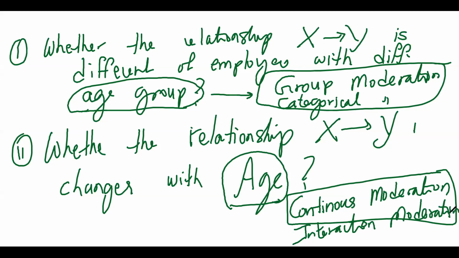So tell me whether you have clarity between group moderation and continuous moderation. The answer is very simple. When the moderating variable is a category, then this moderation is known as group moderation or categorical moderation. When the moderating variable is a scale variable, a continuous variable, a ratio variable, then this moderation is known as continuous moderation.